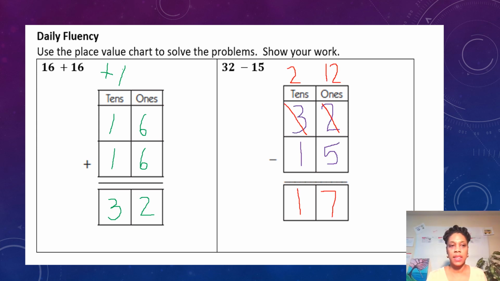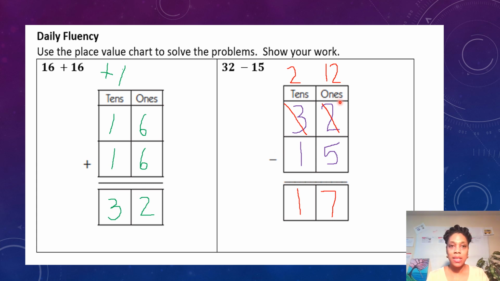All right, let's look at the next problem. The next problem is 32 minus 15. In this problem, I had to subtract. So I wrote the numbers in vertical form. 32 minus 15. Next, I had to go to the ones place.